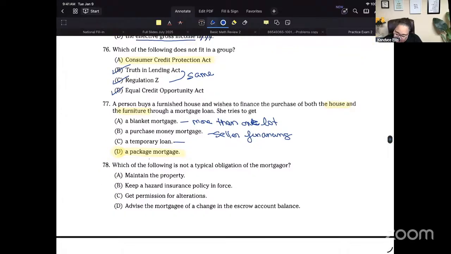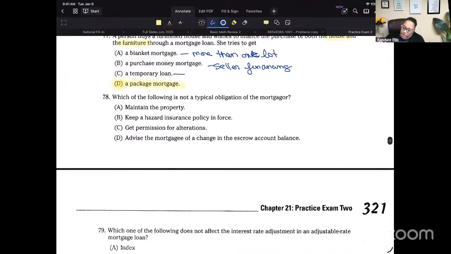All right, 78. Which of the following is not a typical obligation of the mortgagor? Which of the following is not a typical obligation of the mortgagor? So one of the first things we have to look at is, okay, three of these are obligations and one is not. So we're going to have three trues and one false. And then the mortgagor, who is the mortgagor?